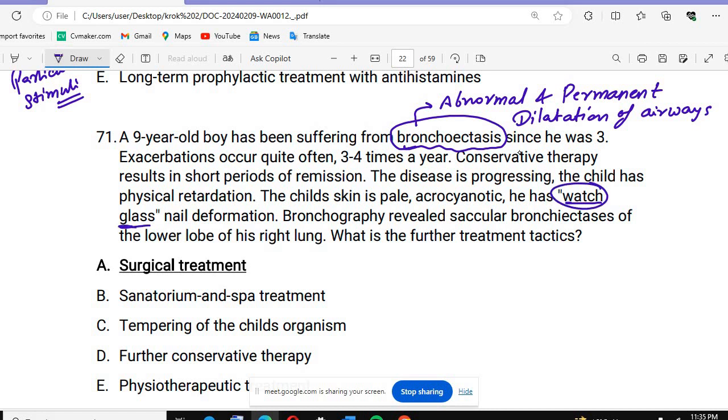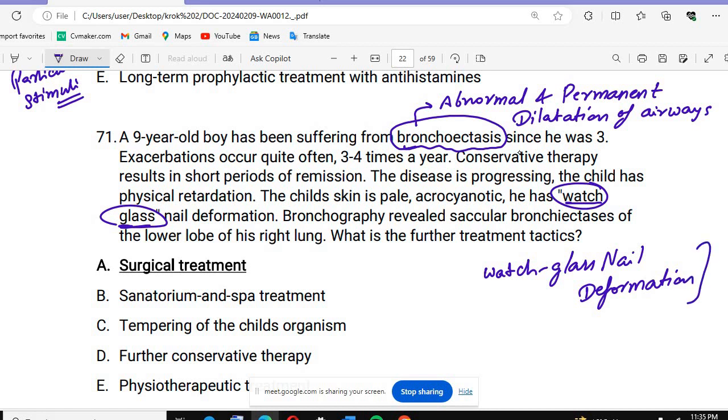So where you wrote bronchiectasis, right there the other findings, like the keywords, you can say, is watch glass nail deformation. This is seen in case of bronchiectasis. Bronchography revealed saccular bronchiectasis of the lower lobe of the lung.